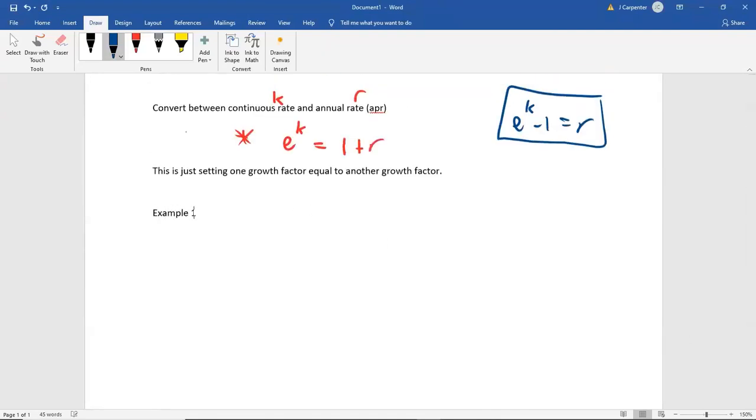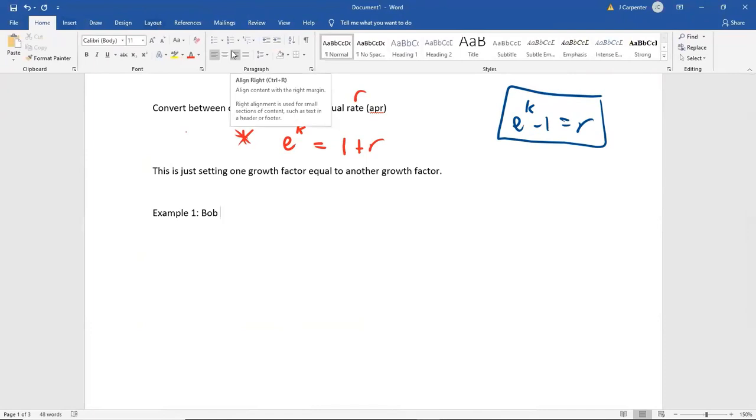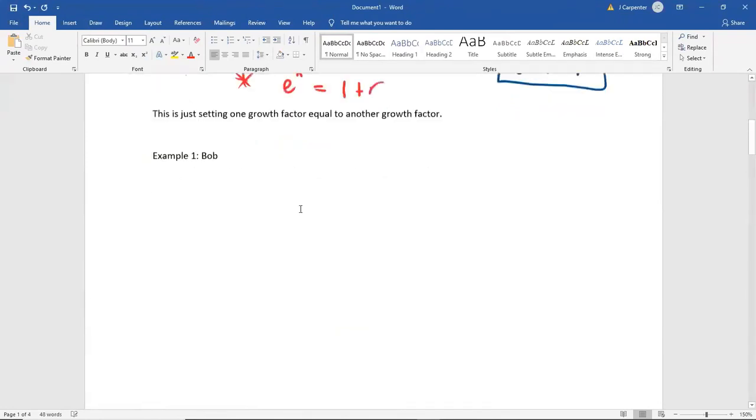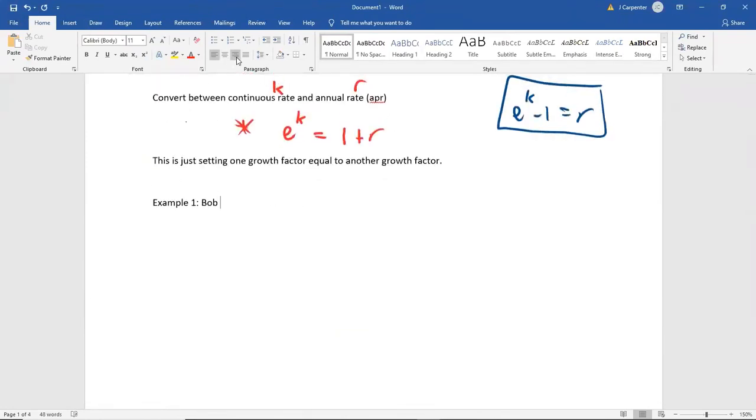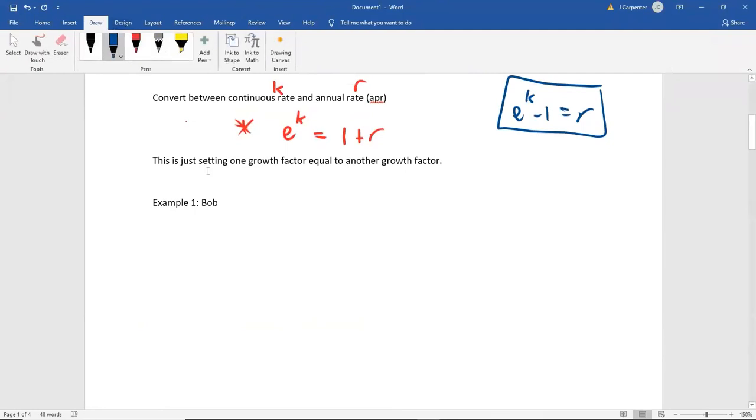Example one. Buddy Bob, classic Bob. I'm just trying to fix one more tiny thing. Move. There we go. All right, Bob. Bobby Bob.